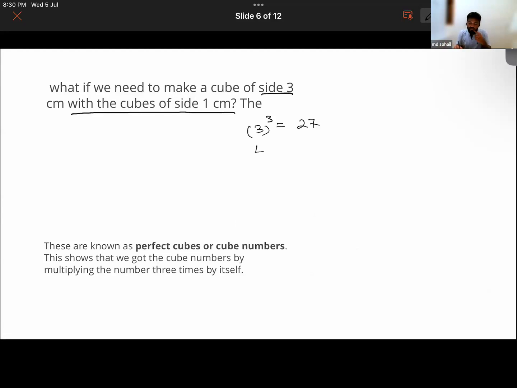Or what if we were to find a side of 4 centimeter here? We will simply find the cube of the number. That will give you how much? 64. Right, guys? Or what about 5? You would have gotten 125. So these are basically known as perfect cubes or cube numbers: 27, 64, 125.